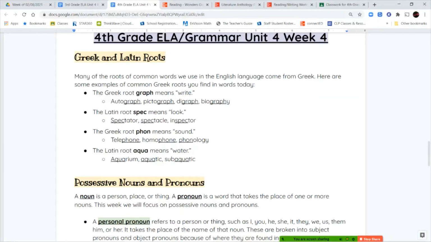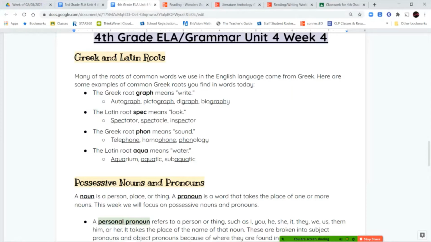Now, the root graph means to write. So if you get someone's autograph, that person is writing their own name, right? Auto is another root that we've talked about in the past. Auto means self. So an autograph is someone writing their own name.